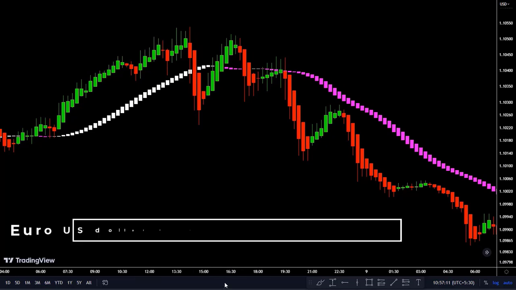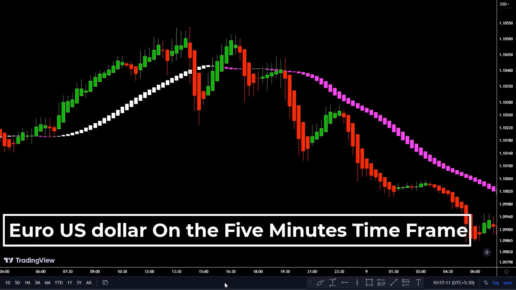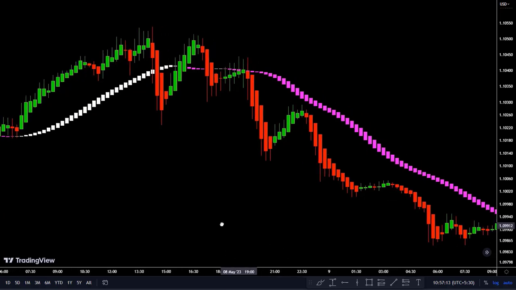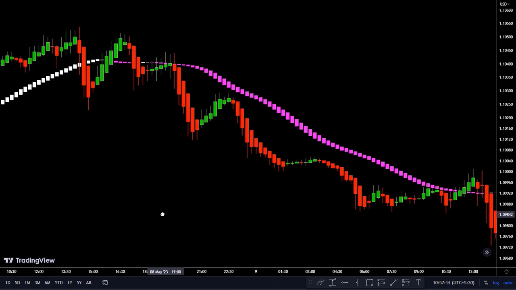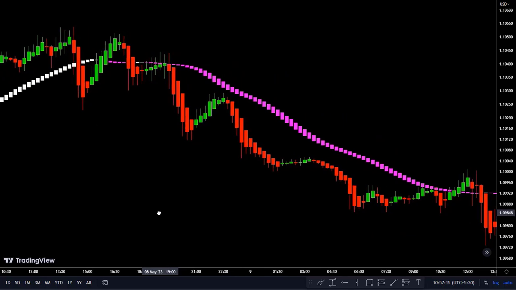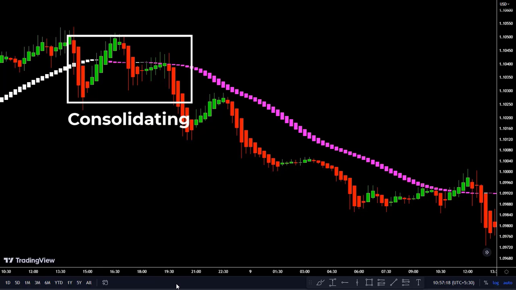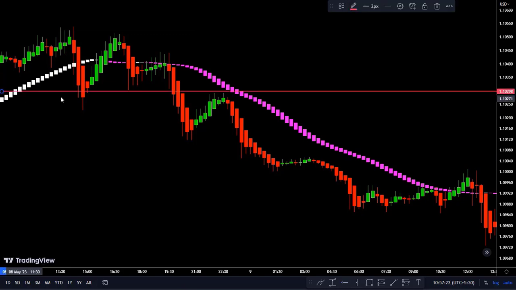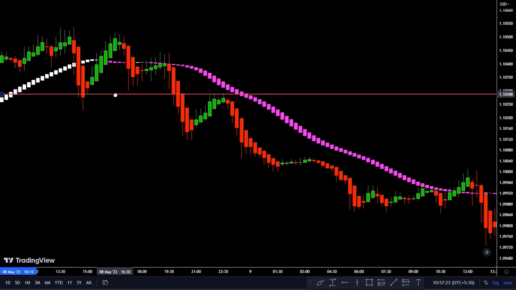We are currently looking at Euro-US dollar on the 5 minutes time frame. Here, the market was trending upwards. Then the momentum changed. The smooth Heiken Ashi candles became pink. However, we cannot open a short position yet as the market is consolidating. Our goal with this strategy is to wait for a sharp move to the downside first. This way we know that the bearish trend has been established, and that is exactly what happened.